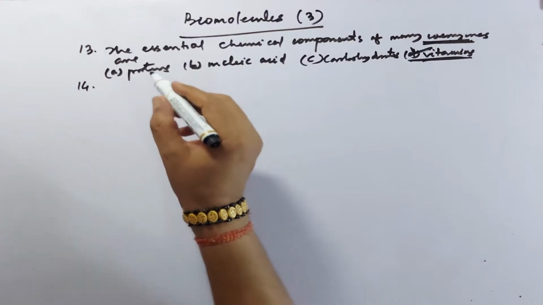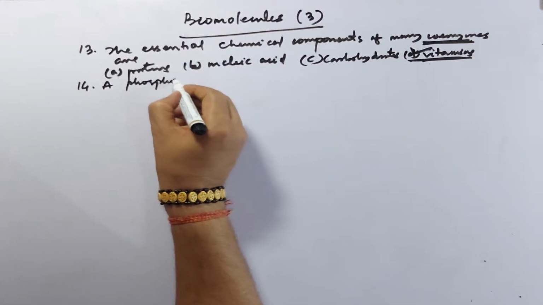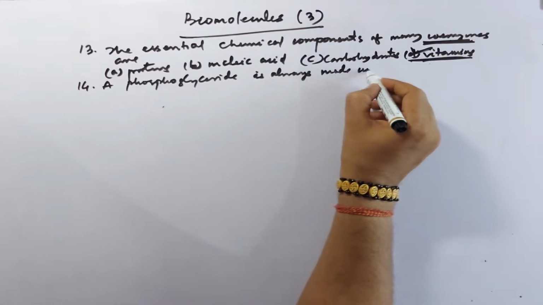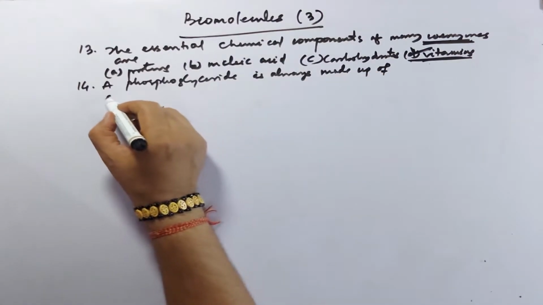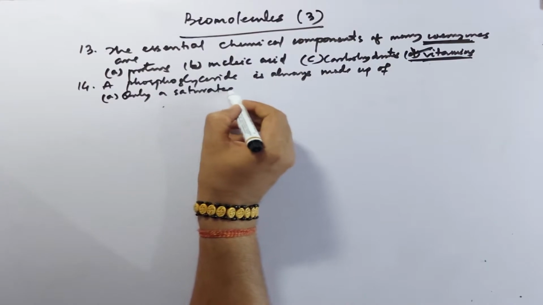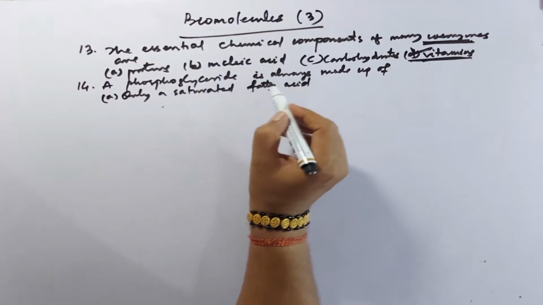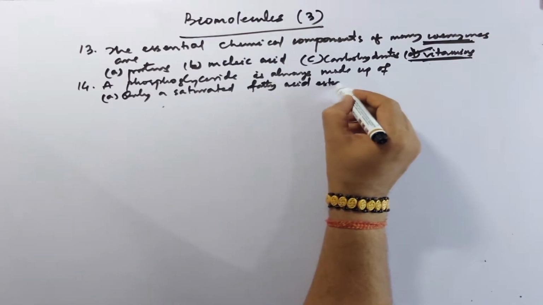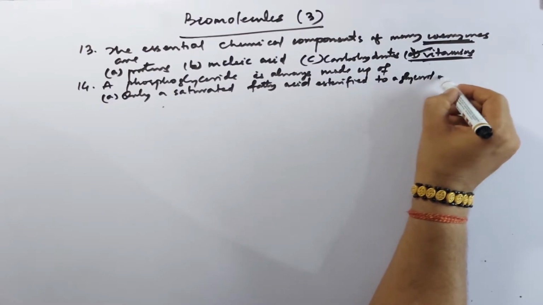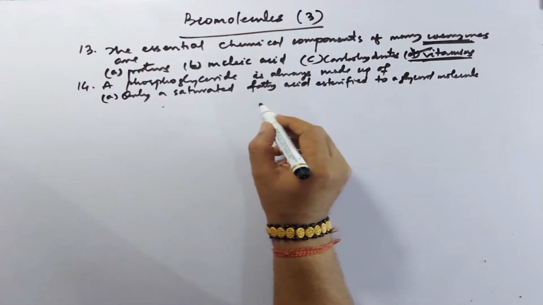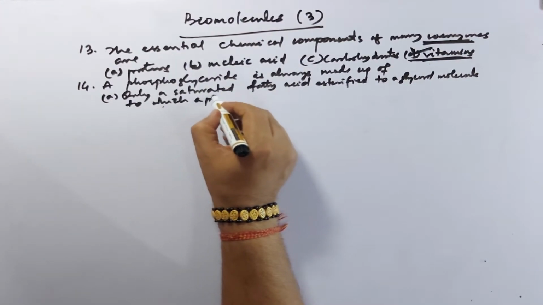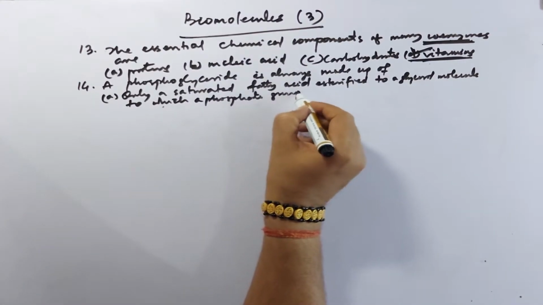A phosphoglyceride is always made up of: first option, only a saturated fatty acid esterified to a glycerol molecule, to which a phosphate group is also attached.